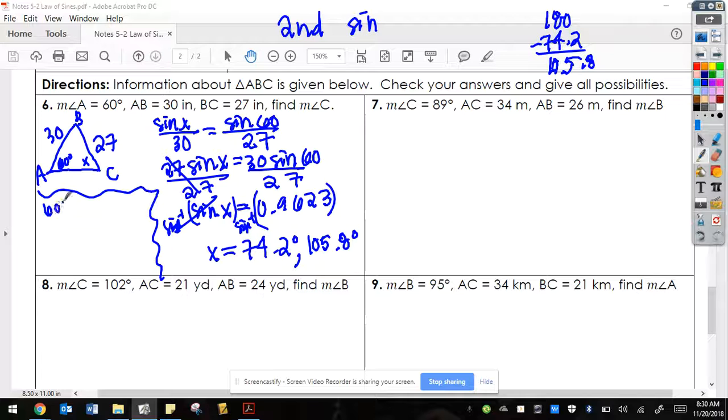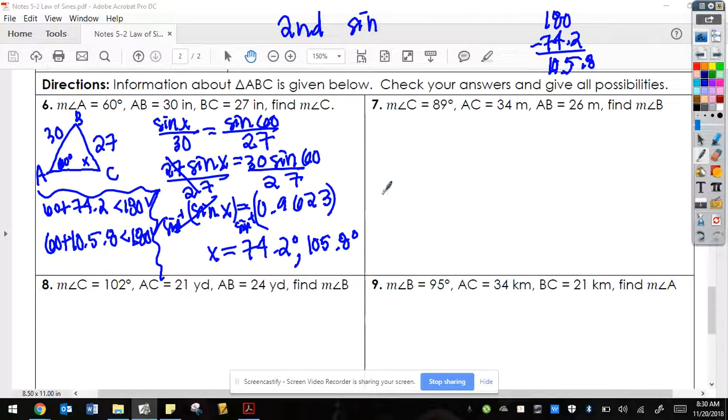But then we need to check, so I'm going to leave some room over here. If I do 60 plus 74.2, that is less than 180, which is good because in order to have a triangle, I have to have 3 angles that add up to 180. So if my 2 angles are less than 180, that means that I could find a third angle that would work for the triangle. So that works. All right, if I do 60 plus 105.8, it is also less than 180. So that works as well.